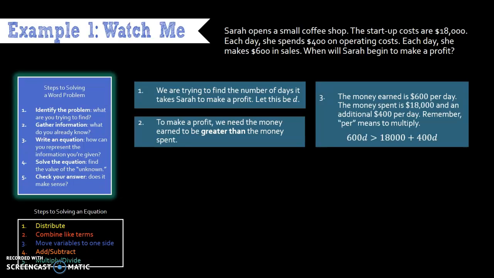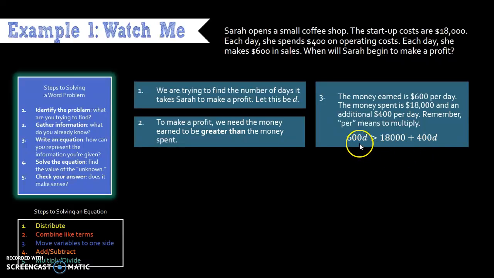So the money earned is $600 per day. The money spent is $18,000 one time, and then an additional $400 per day. Remember that when we do something per day, that means we multiply that value times the number of days. So 600 times the number of days is going to be the money that she brings in. $18,000 is her one-time cost. 400 times the number of days is her cost per day for D number of days.